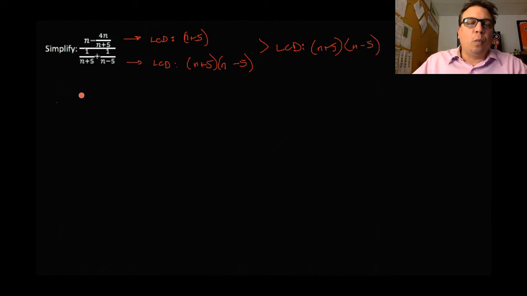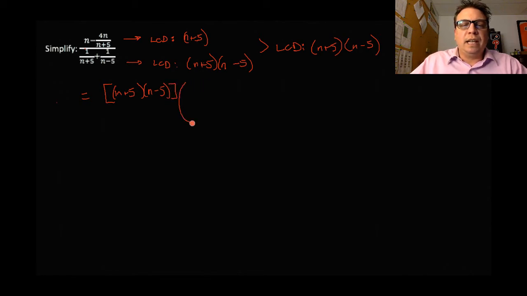Well, this is the only one that's unique, so it's going to be n minus 5. All right, so then what do we do with this? It's going to look kind of crazy, so just bear with me. But I'm going to have to multiply both numerator and denominator by n plus 5 and n minus 5.